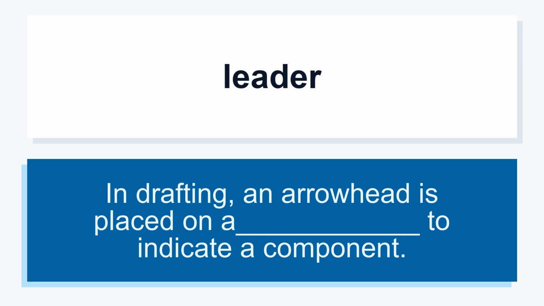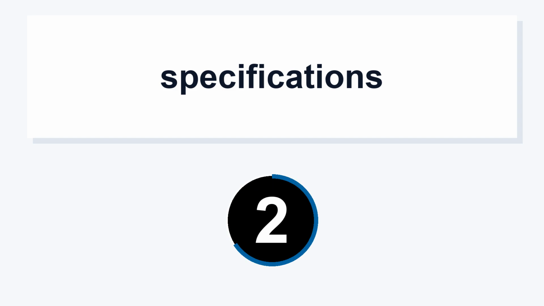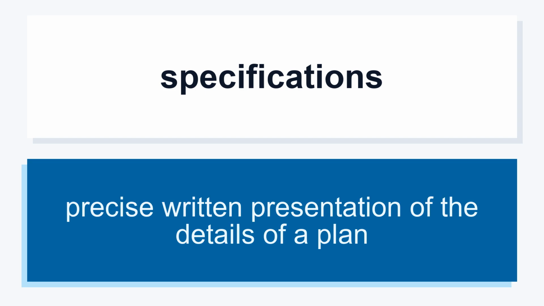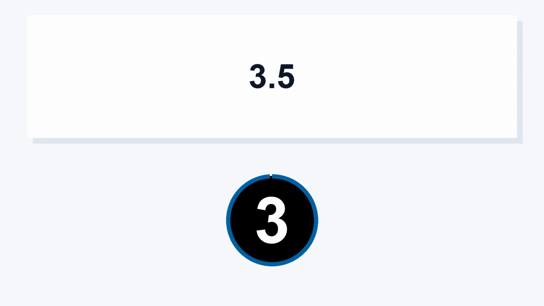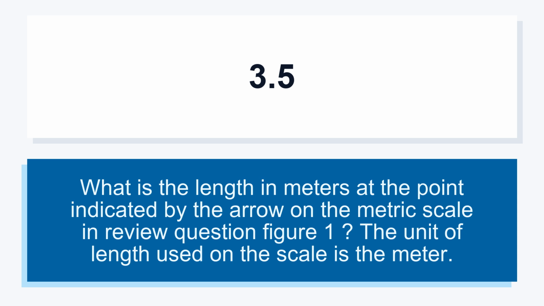In drafting, an arrowhead is placed on a leader to indicate a component. Specifications. Precise written presentation of the details of a plan. 3.5. What is the length in meters at the point indicated by the arrow on the metric scale in review question figure 1? The unit of length used on the scale is the meter.